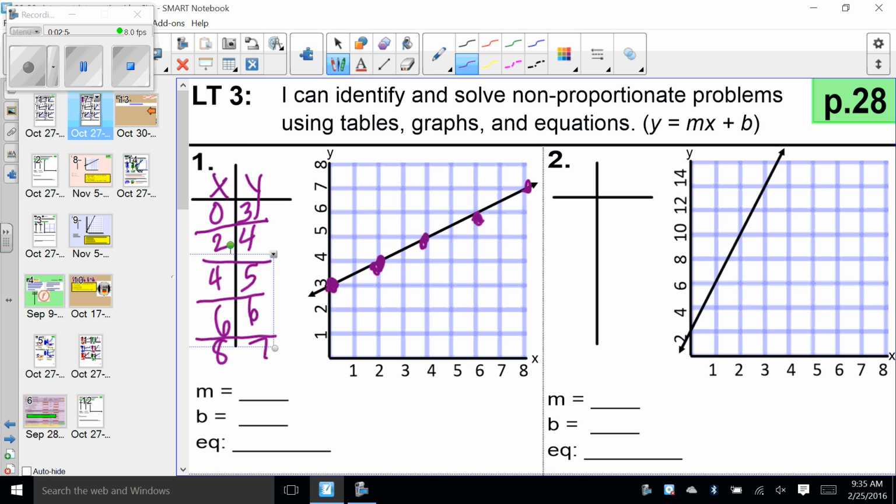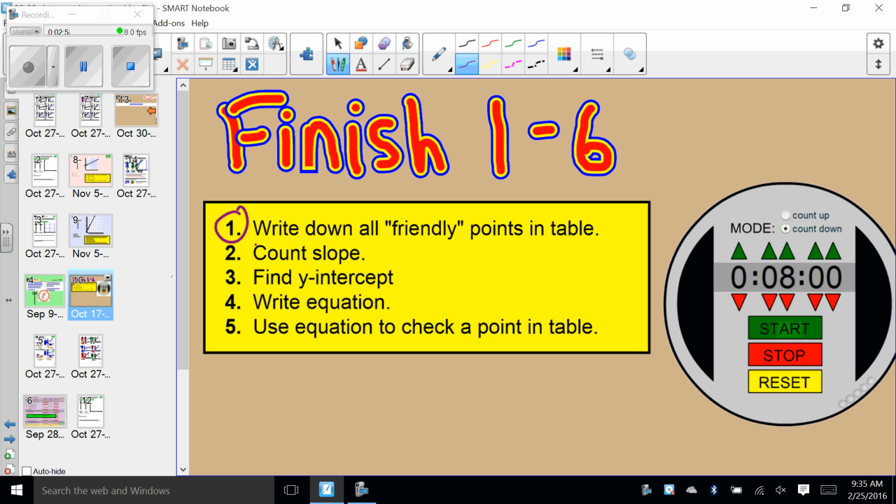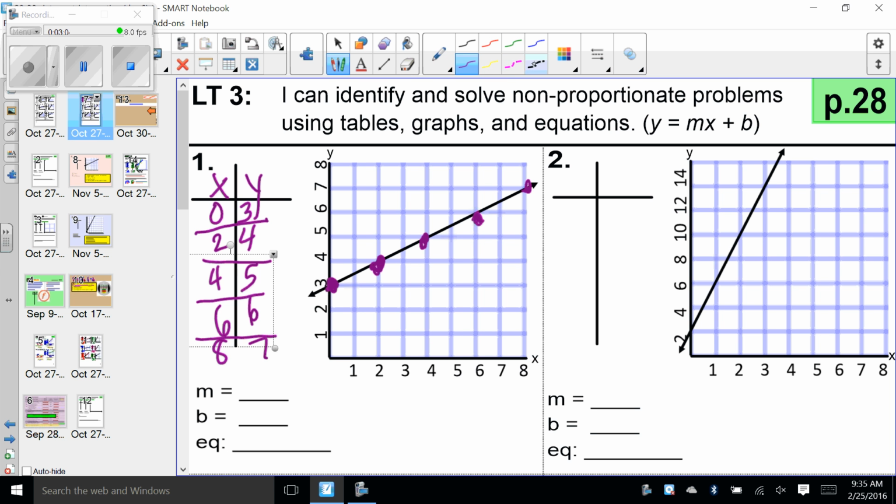That's step 1. Going back to the notes I asked you to take, step 1 is write down all friendly points. We just did that, we had 5 friendly points. Step 2, we count slope, which means rise over run. Going back to the graph, here's my hotel room and a friend's hotel room. We're going to ignore the other hotel rooms, we only need 2 for slope. We rise 1 unit and run 2, so my slope is 1/2.